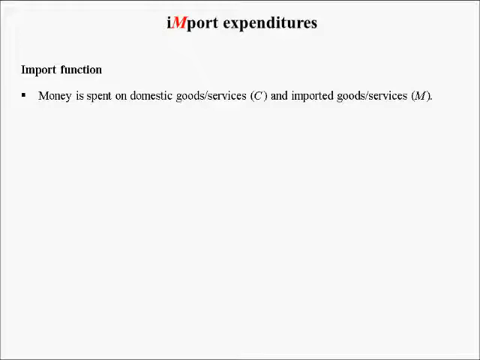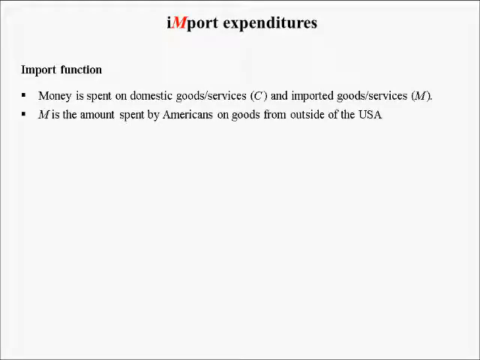Now, money spent on domestic goods and services is C. Money is spent on domestic goods and services, which is the amount C, consumers spending money on goods and services other than new homes. Well, money that is spent on imported goods and services is denoted M. M is the amount of money spent by Americans on goods from outside the USA.